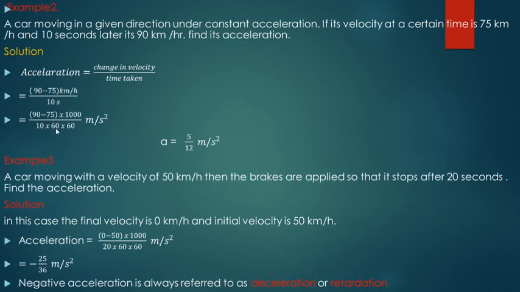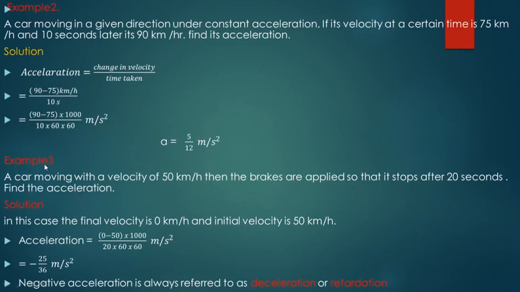From seconds to minutes, then to hours, it gives you 3,600. So we multiply this, we will finally get our acceleration as 5 over 12 meters per second square. Because of these seconds, if it were in hours, we could have not changed anything. We could have divided direct. But now we ought to have changed to meters per second.